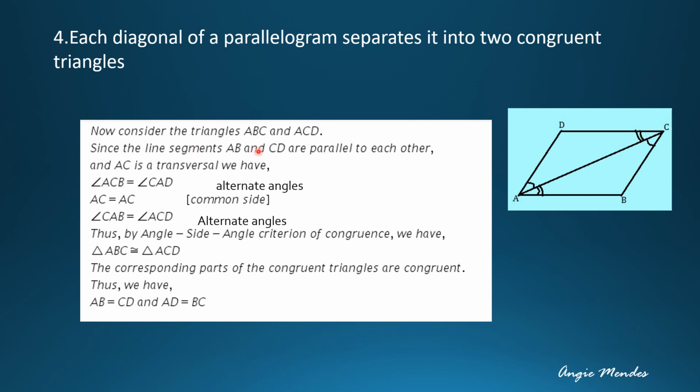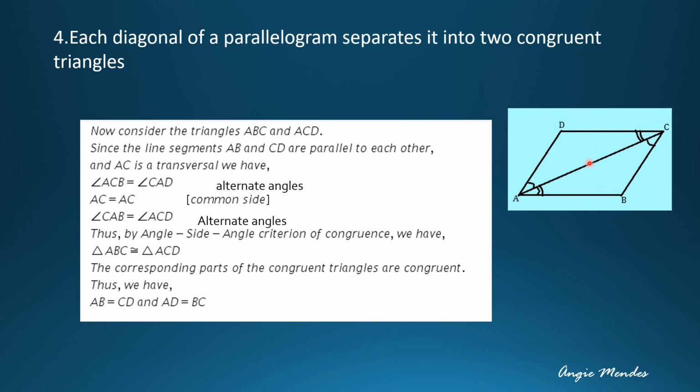So now let's look at these triangles. Triangle ABC and triangle ACD. Now the line segments AB and CD are parallel to each other, and AC is a transversal, also called a diagonal. So we have angle ACB, which is equal to angle CAD. Then we have side AC, which is common to both the triangles. This is a common side.